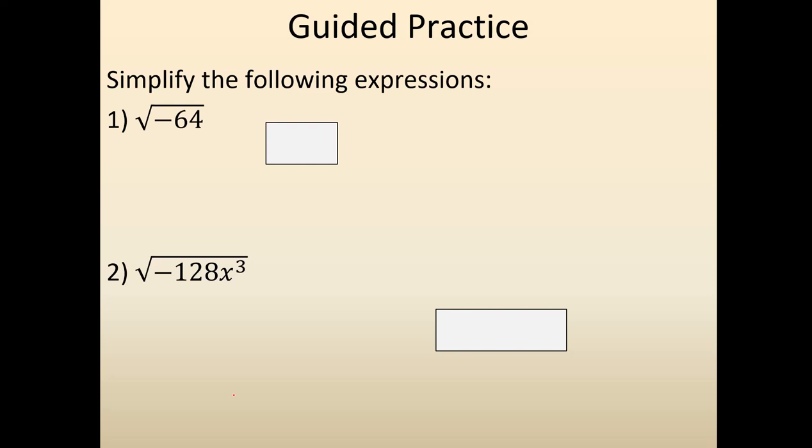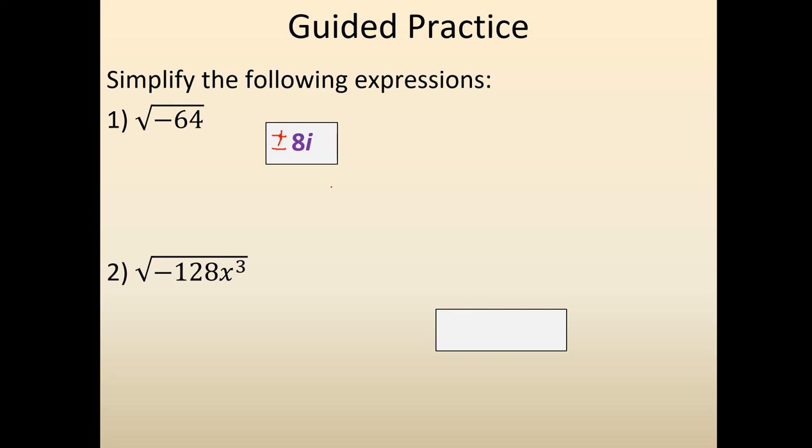Pause the video and work it yourself. We'll go over it in a second. All right, so the square root of negative 64. Well, 64 is a perfect square. If we do the square root of 64, we end up getting 8. So to get rid of that negative underneath the radical, we get an i, so we get 8i. I kind of forgot to put the plus or minus here, but just note that all these numbers have a plus or minus in front.